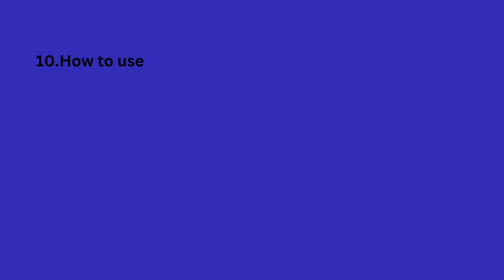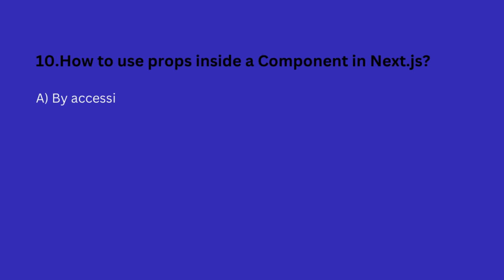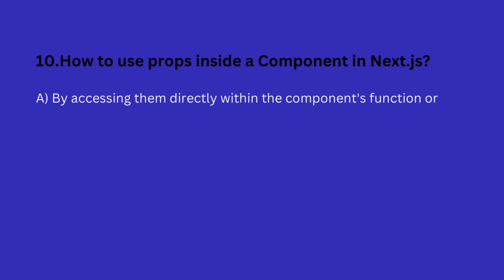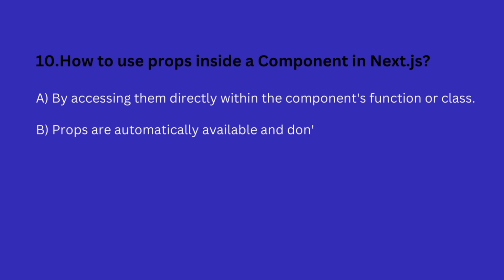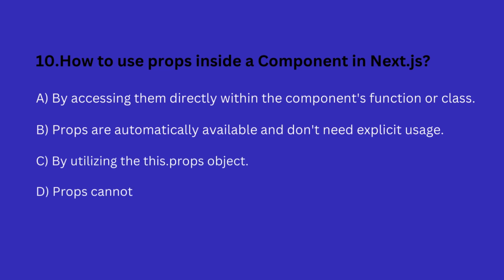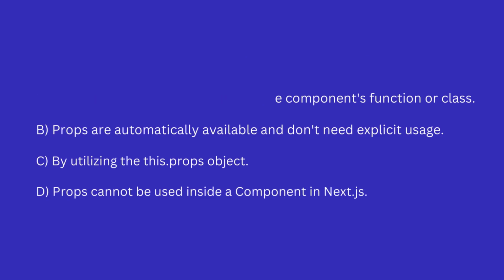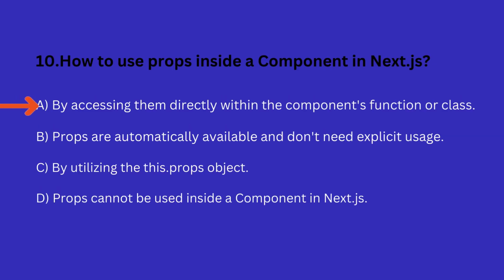10. How to use props inside a component in Next.js? A. By accessing them directly within the component's function or class. B. Props are automatically available and don't need explicit usage. C. By utilizing the this.props object. D. Props cannot be used inside a component in Next.js. Correct answer is option A.